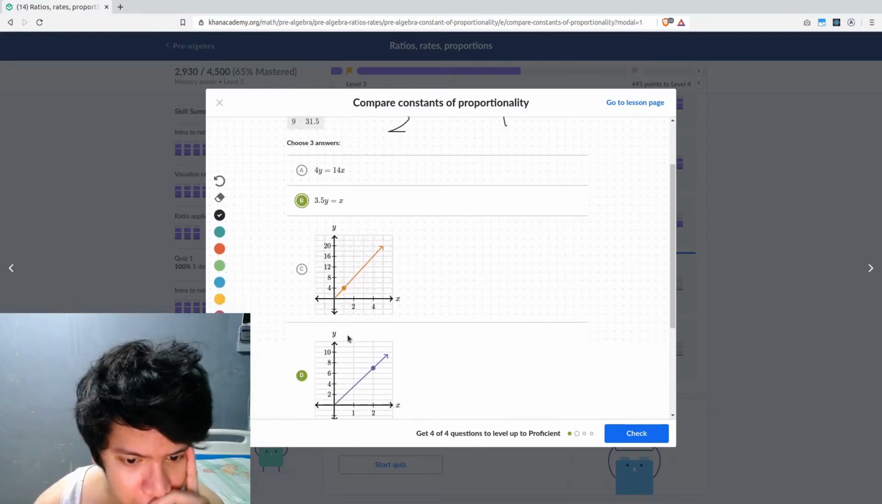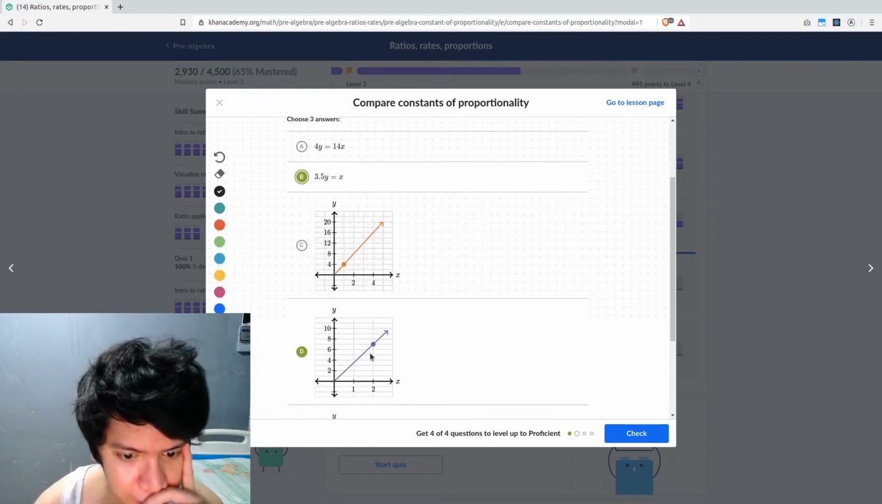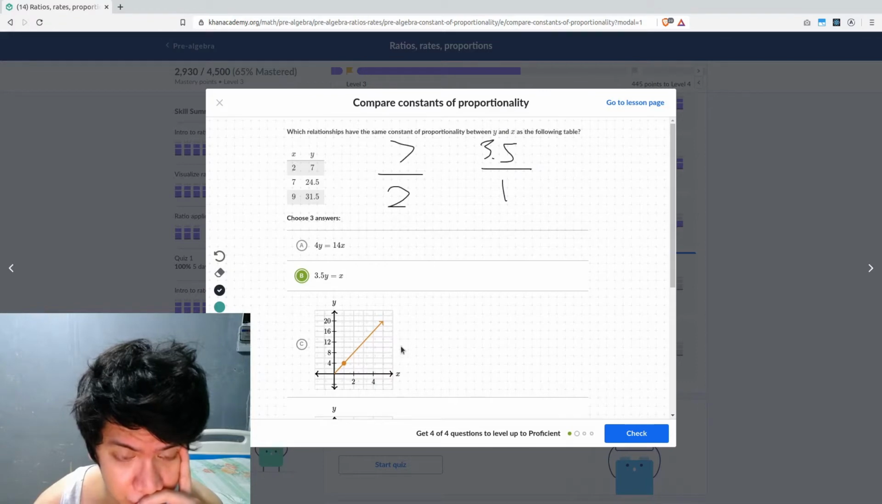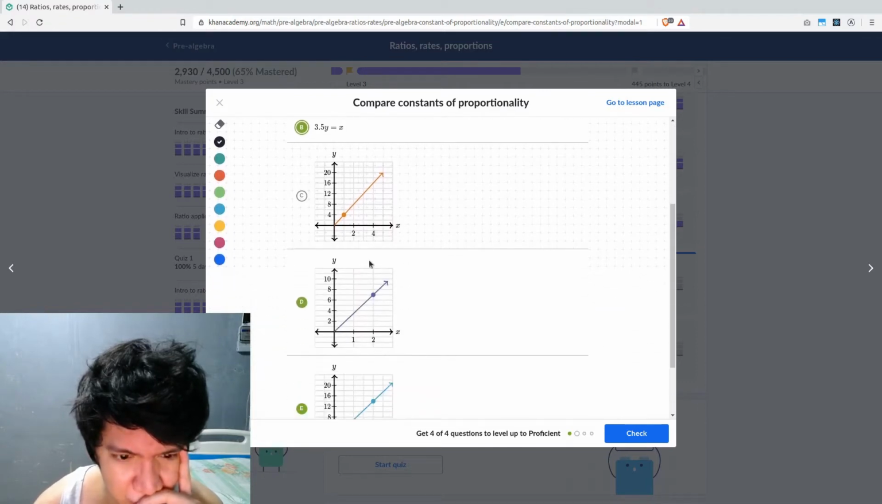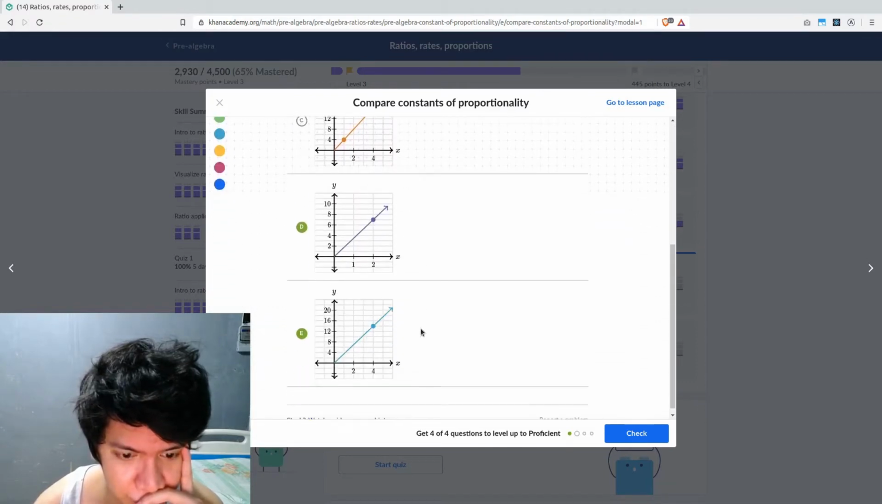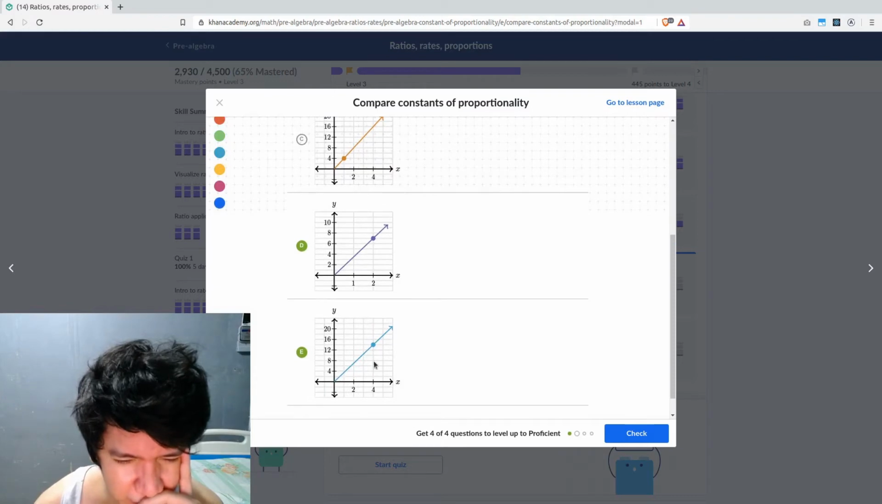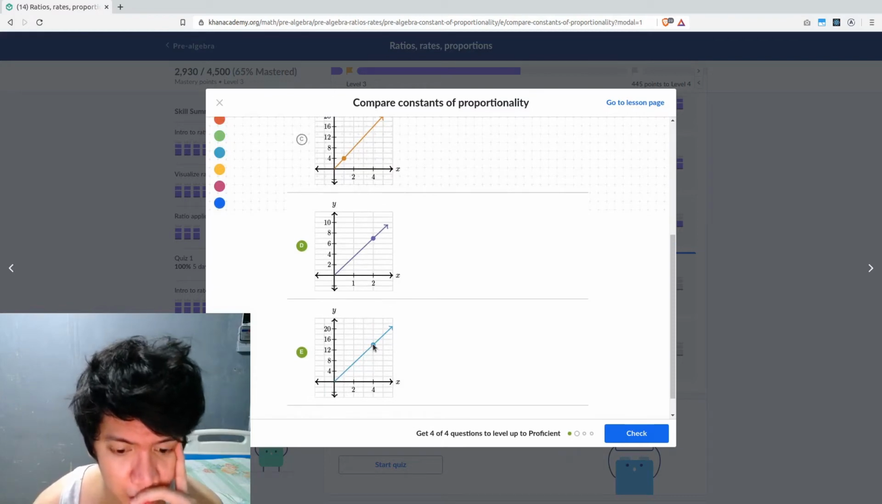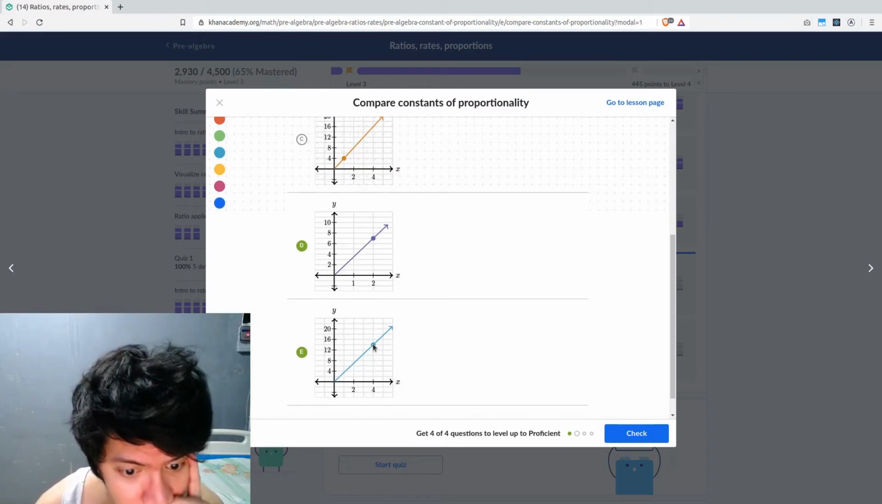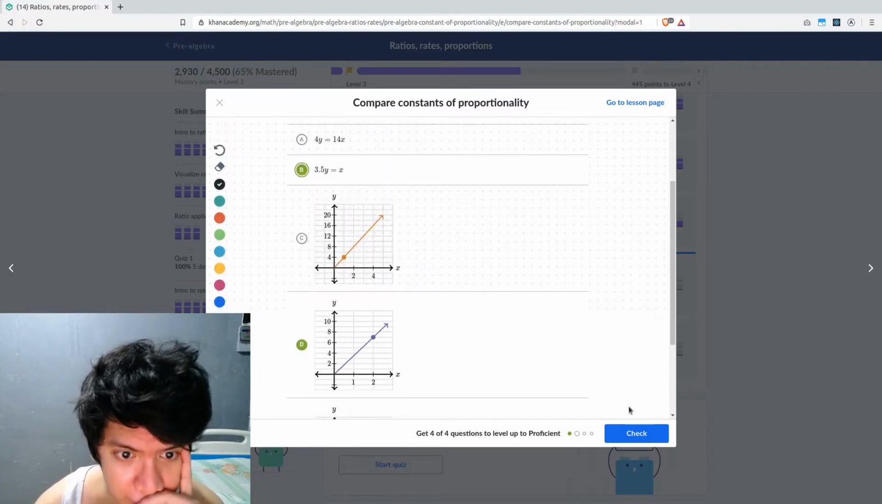So if our y is 7, we would have 2. Okay. And then if our y is 14, we would have 4. Okay. Alright, this makes sense.